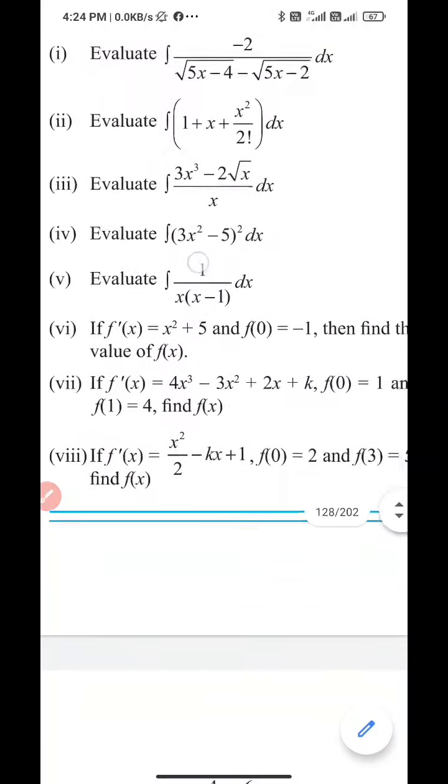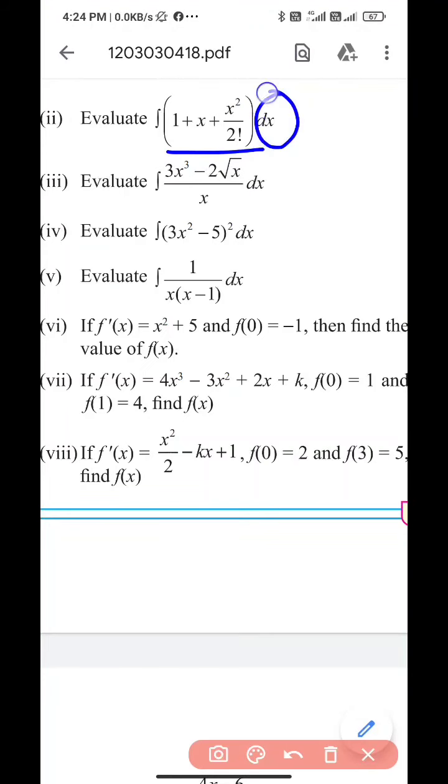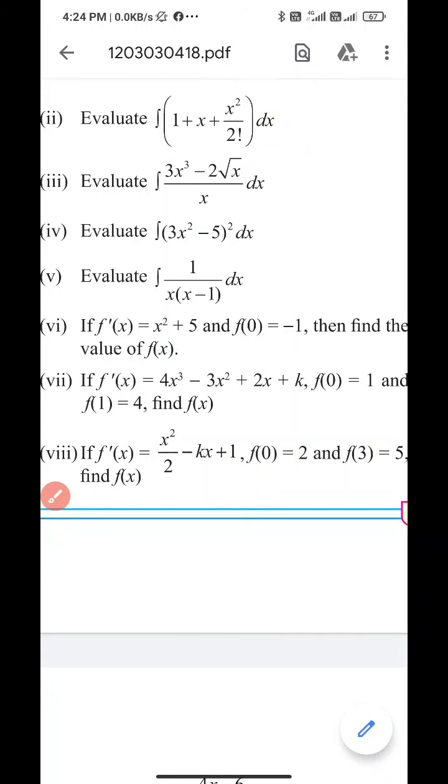Next question is the integral of 1 plus x square divided by 2 factorial. This is the function that we have to integrate with respect to x. So I'll write the answer. This is a fairly easy question. Only one thing you should know is what this sign stands for.